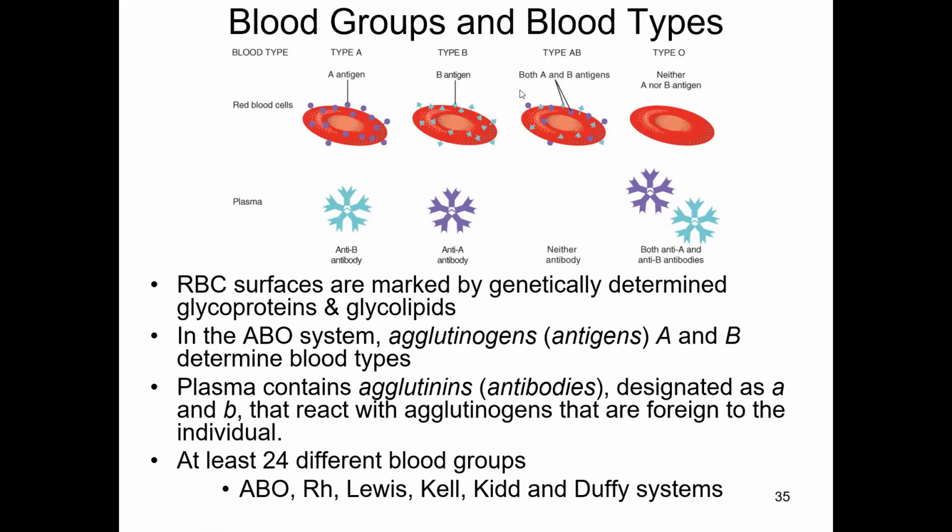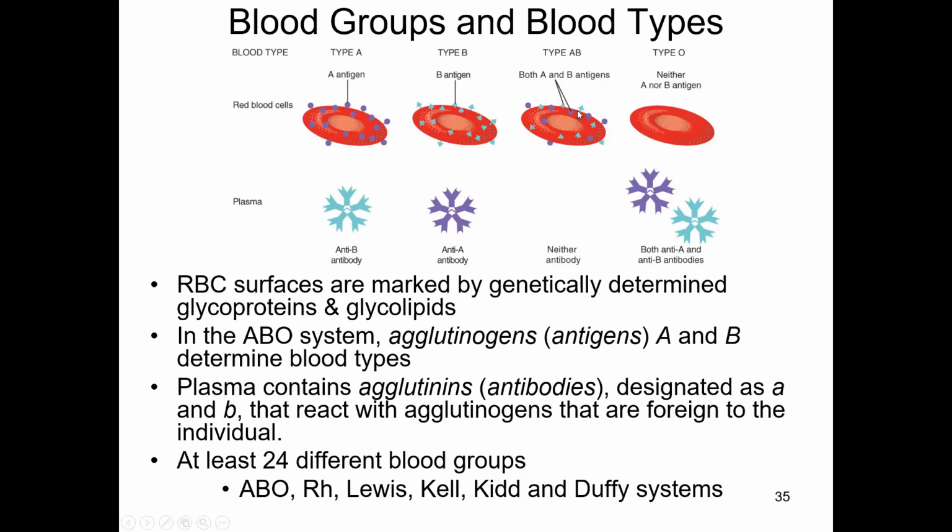Everything's cool. Let's take a look at a type B individual. Now, on the red blood cell here, there is a different antigen, different small chemical structure. This is called B antigen. When we look in the blood and the plasma of this individual, we're seeing an antibody that would stick to A antigens. This is an anti-A antibody.